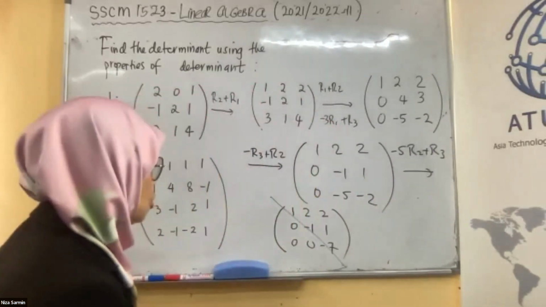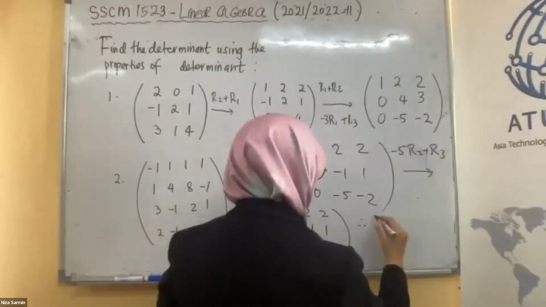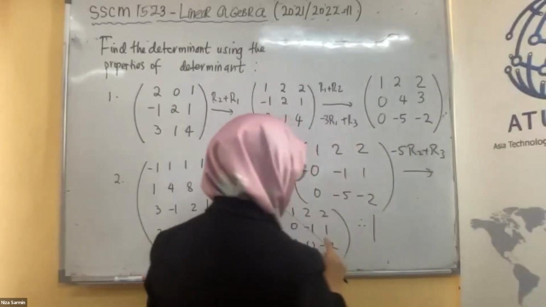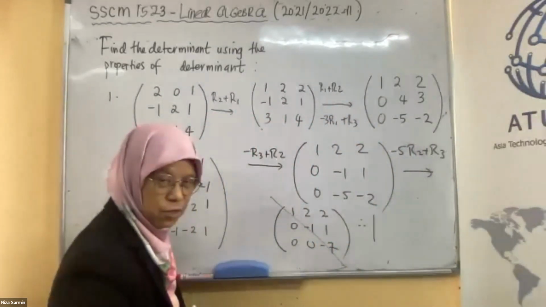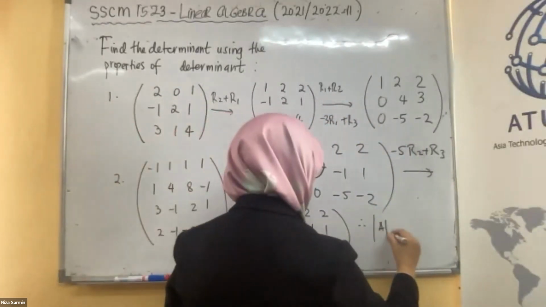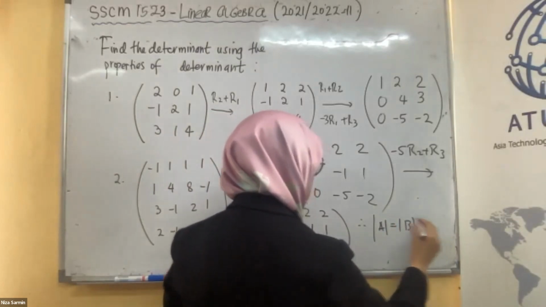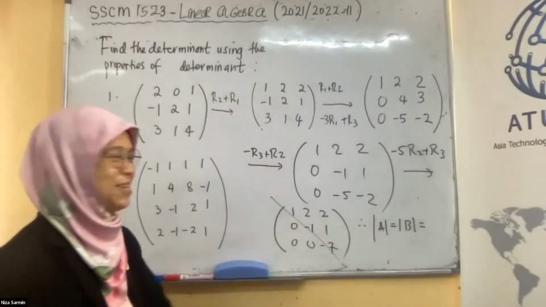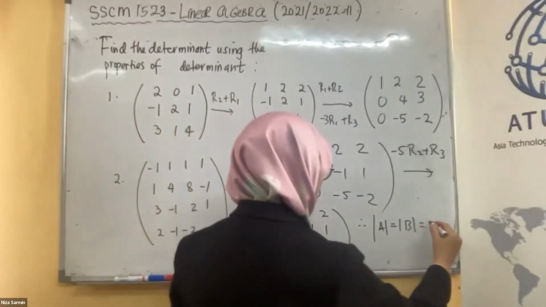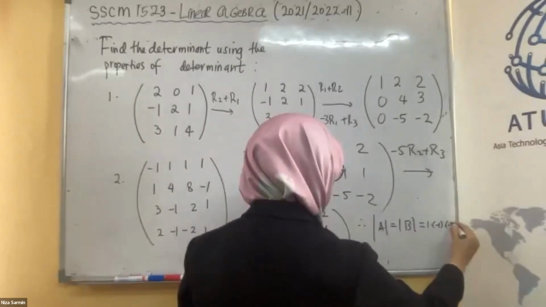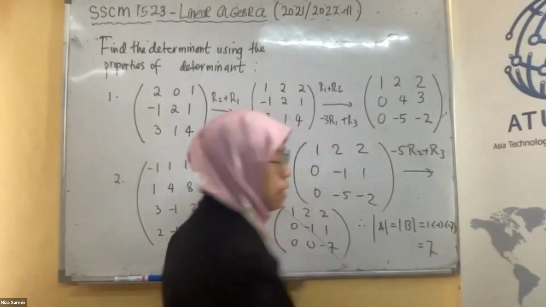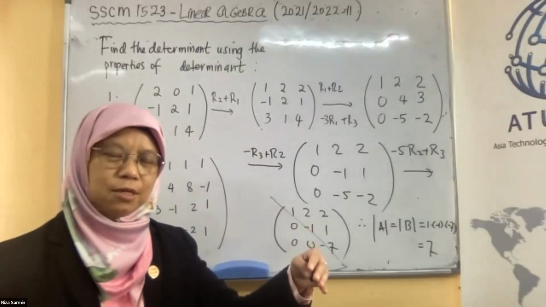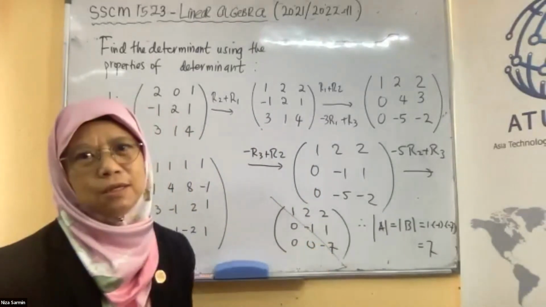Okay, so the determinant of the original is equal to the determinant of this one. I don't copy the whole thing yet. I call this A, I call this B, yeah? Shortcut. So 1 times negative 1 times negative 7, by the property that the determinant of an upper triangular matrix is the product of the diagonals.